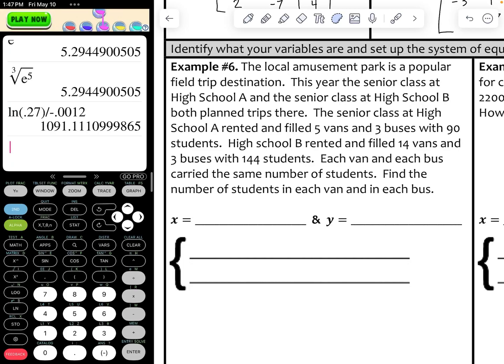Okay, so since we are trying to find how many students can fit in each van and bus, that is going to be our variables. Our variables are what we're trying to find. So I'm going to make X equal the capacity of a van, and Y equal the capacity of the bus.